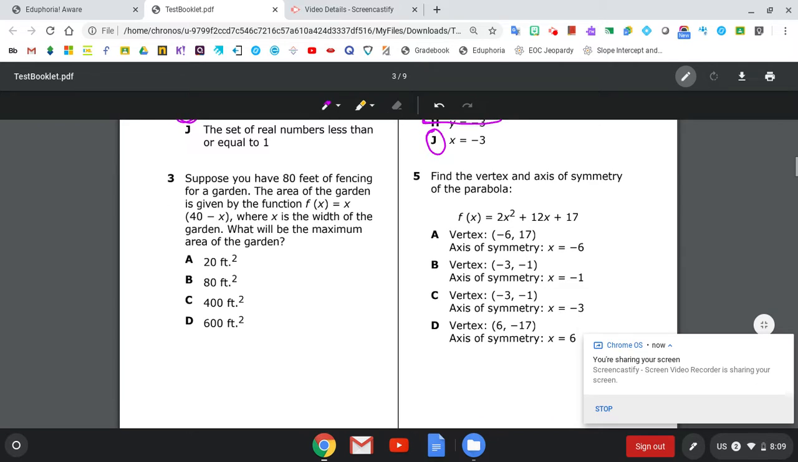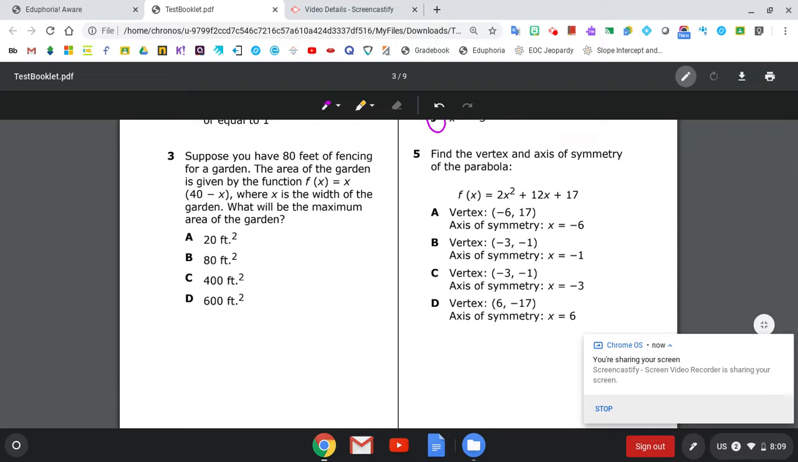Okay, number 5, find the vertex and axis of symmetry of the parabola. So again, this is where I would go into my calculator and I would type my function into my y1. So 2x squared plus 12x plus 17. And I would go to my table of values.